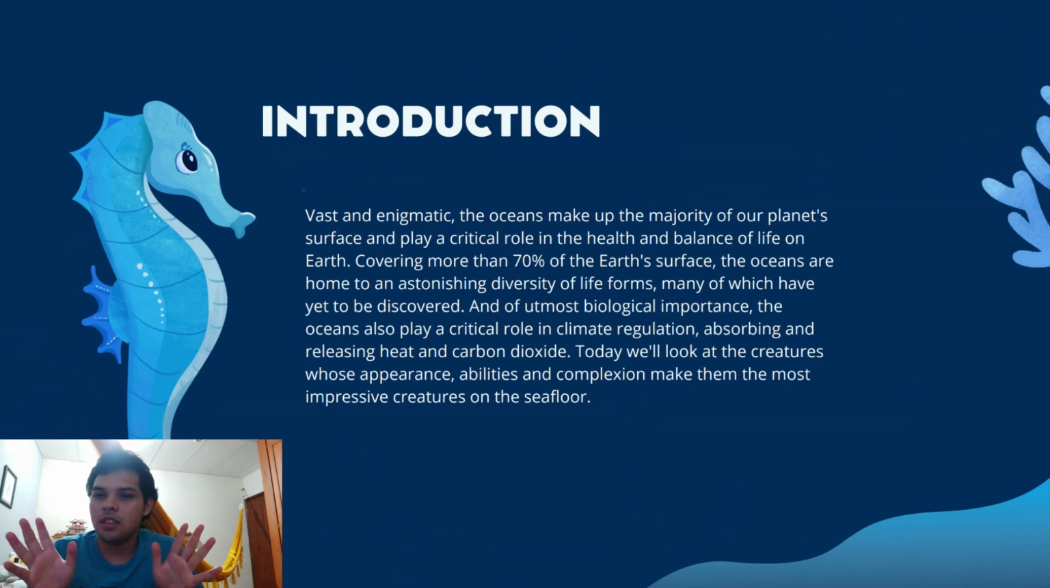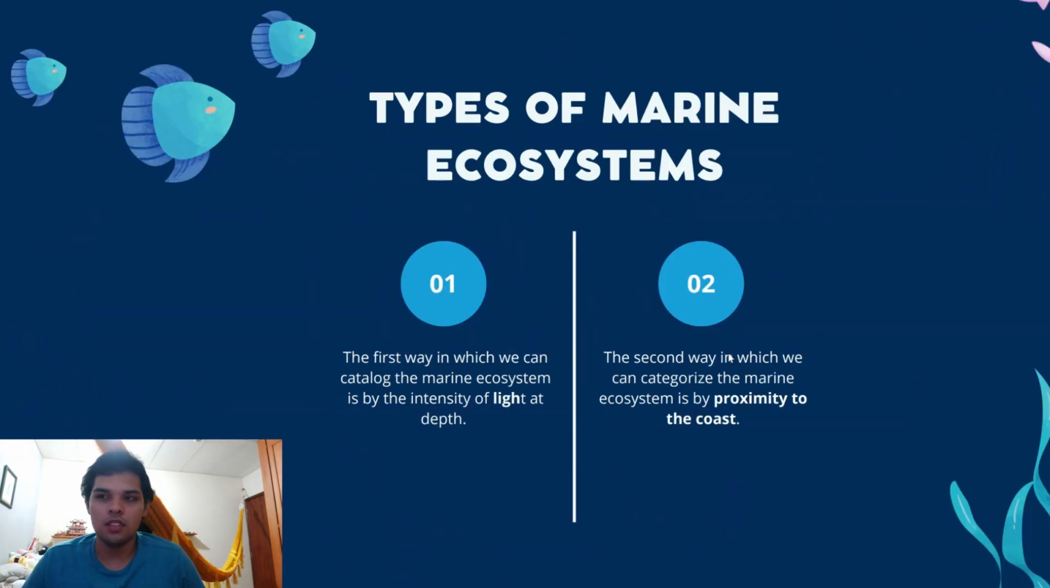There are a lot of types that we can investigate, but the most interesting is about the intensity of light at depth and the proximity to the coast. The first one has two: the photic, that is around 2000 meters, and the aphotic, that is more than 2000 meters. The second, about the proximity to the coast, includes the coast zone, marine zone, and littoral zone. Let's continue with the classifications of the animals.